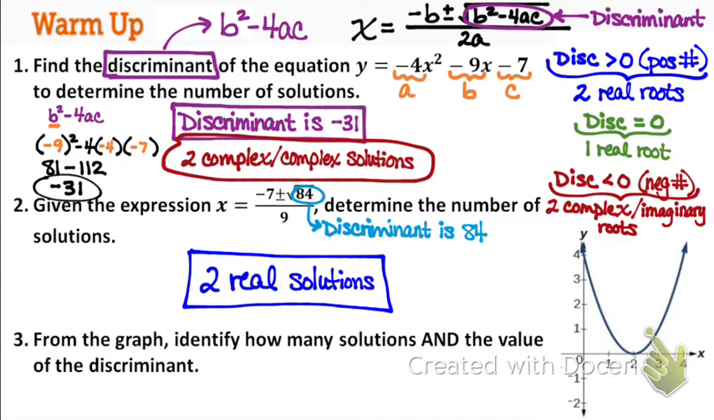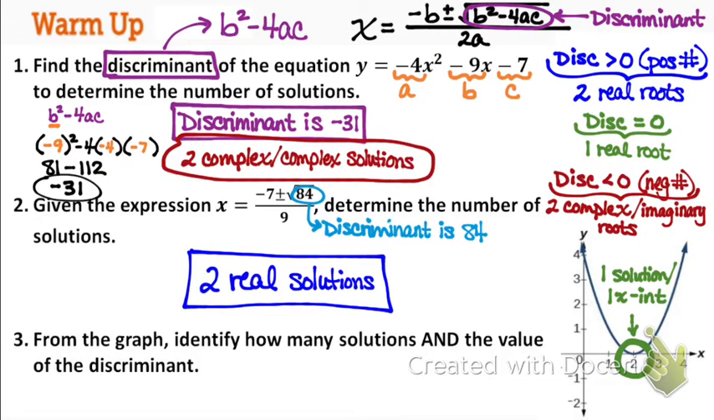Last one on the bell work for today. They gave us a graph. They asked me how many solutions are being shown on the graph is the first question. How many solutions is this graph showing? 1. Right here. Because what's a synonym for solutions, for roots? X-intercepts, zeros. This is my one and only solution, because I see only one x-intercept.